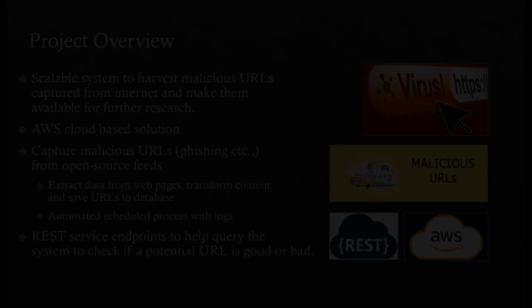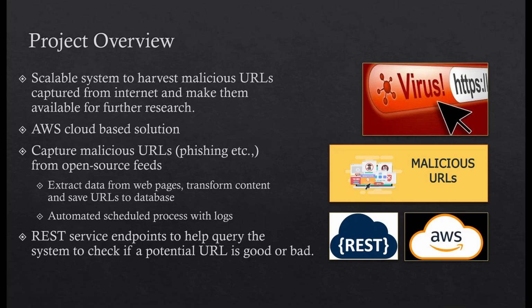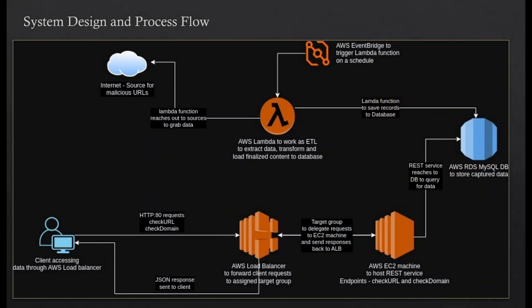The Lambda function is scheduled through EventBridge using a cron job, and the Lambda function will automatically generate CloudWatch logs for further analysis. As a part of part 2, the REST service endpoints are built to help query the system and check if the given URL is a good URL or a bad URL. Let's take a look at the system design and process flow.